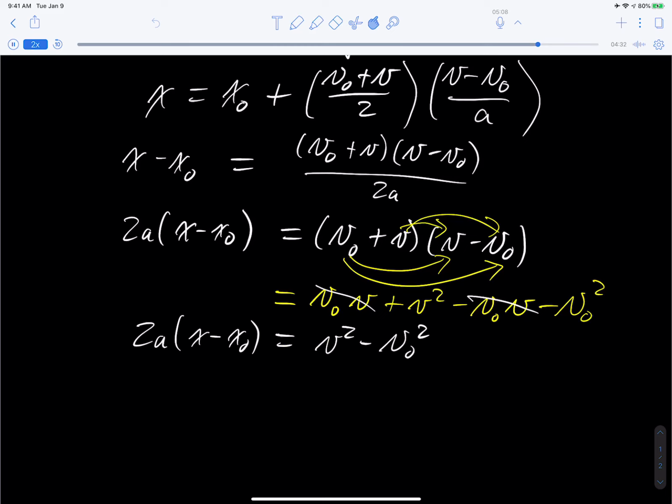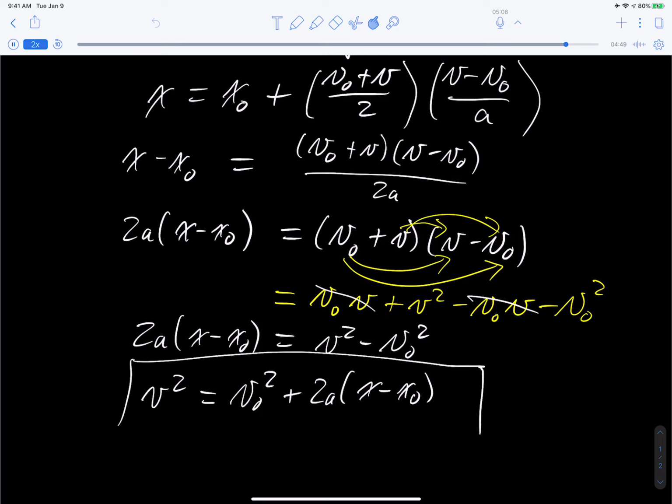And then finally, I can move the v naught squared to the other side. So that's going to give me v squared is equal to v naught squared plus 2a times x minus x naught. So that was what I was looking to find. And that's an equation that you can use, although, as I said, it takes a lot of algebra to manipulate it. And yeah, it works as an algebraic expression, but the sort of meaning and understanding of it is a bit more elusive.